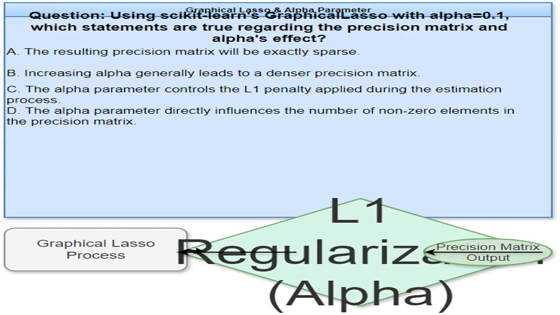The alpha parameter in the GraphicalLasso implements L1 regularization. This means it adds a penalty to the model's objective function proportional to the absolute values of the elements in the precision matrix. This penalty encourages sparsity, pushing many of the elements towards 0. Think of it as a way to simplify the model by removing less important connections between variables.